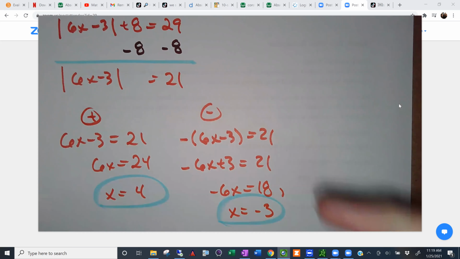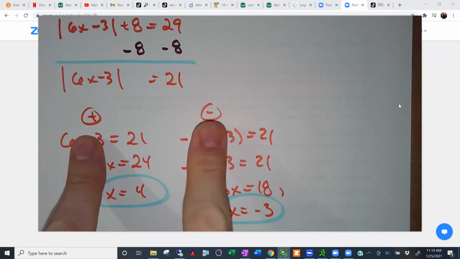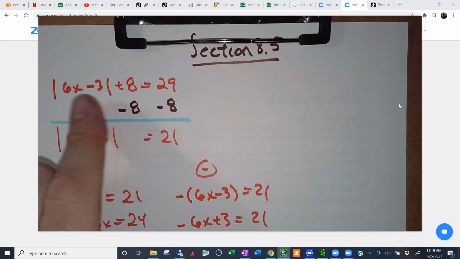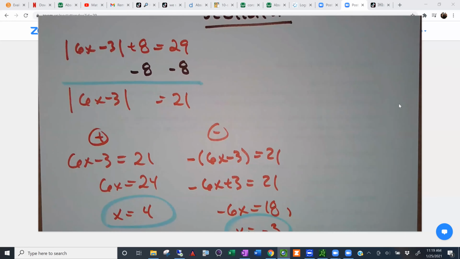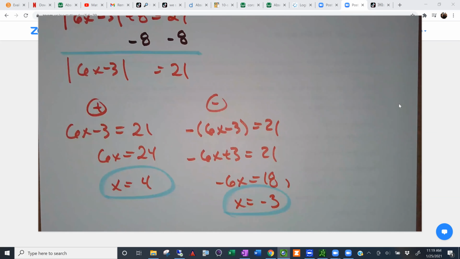The big thing is, before you start doing this positive negative case stuff, you have to get the absolute value by itself. So that's what we did. We started by subtracting 8 from both sides. Any questions or thoughts on that one? Doing all right there?